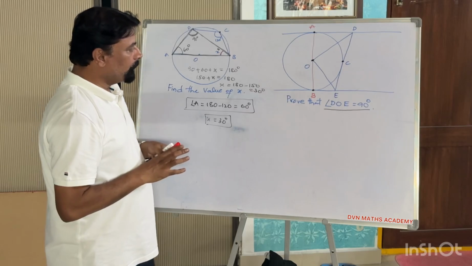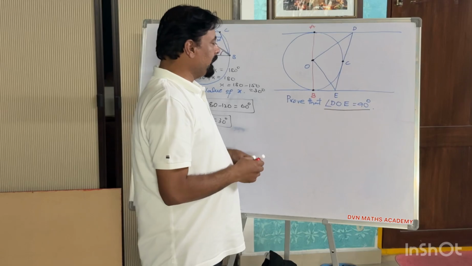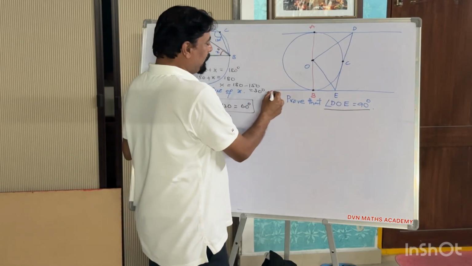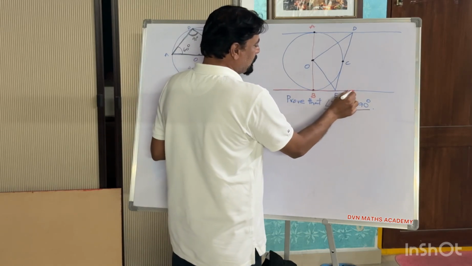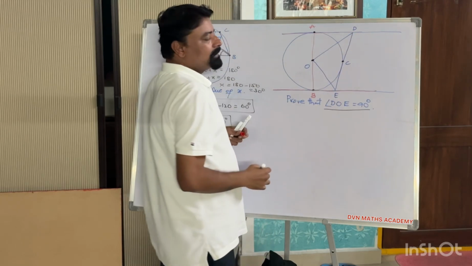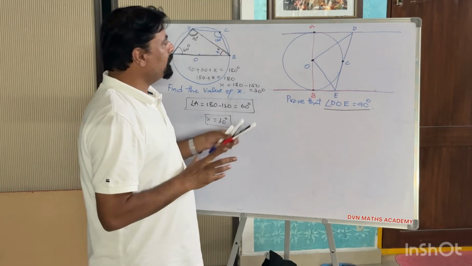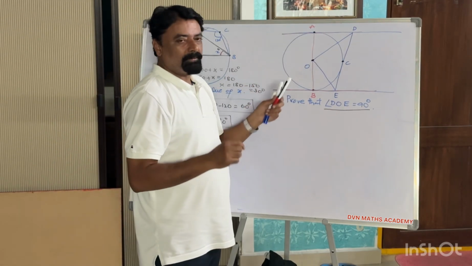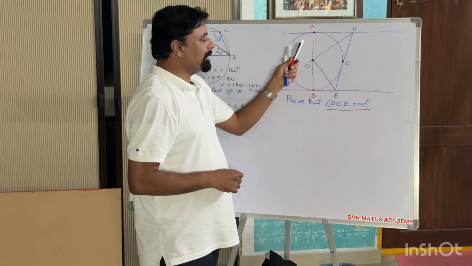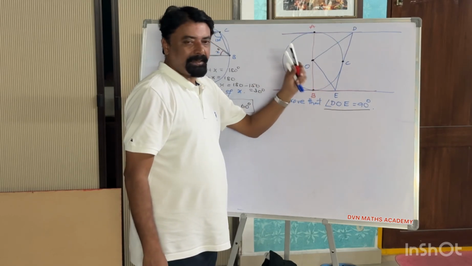For example, if you go for this one, this is also a question in circles in 10th class standard. If you observe this figure, the circle has three tangents. This is the first one, this is the second one, and this is the third one. Every student should know what is a tangent and what is a secant. A tangent is a line which touches the circle at one point. Here this line is touching the circle at one point, that is A, this line is touching at one point B, and this line is touching at one point C.